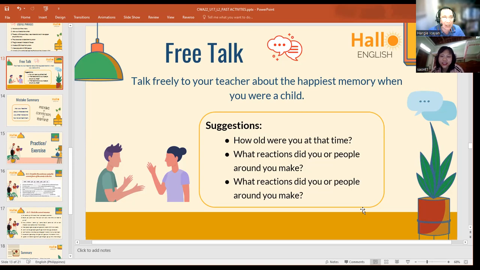Because when we were young, we keep treasuring those happy memories, right? And I hope you never forget that one. Why? Because as we grow older and have our own family, we are going to create new memories together with our family. But the memories that we created when we were young cannot go back to the past, right? So it will remain as memories forever, right?